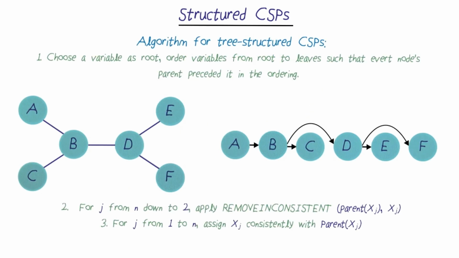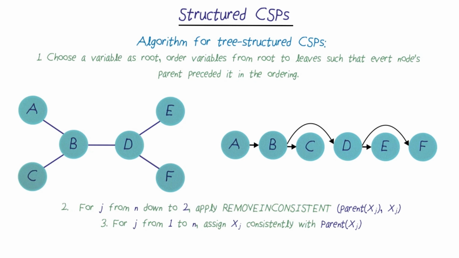How? We pick any variable to be the root of the tree, and choose an ordering of the variables such that each variable appears after its parent in the tree. We then start at the end and make each parent arc-consistent, going up the tree until we get to the top. What if that is not possible? Then we report failure of the problem.